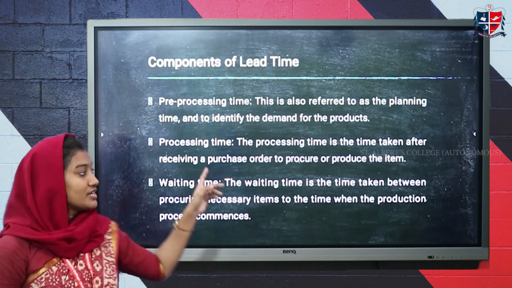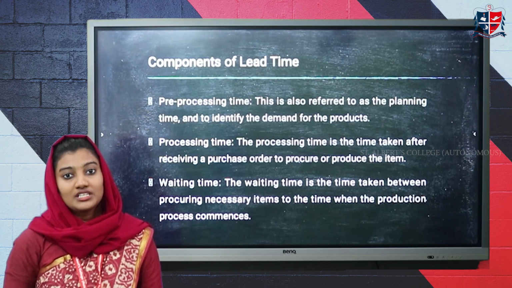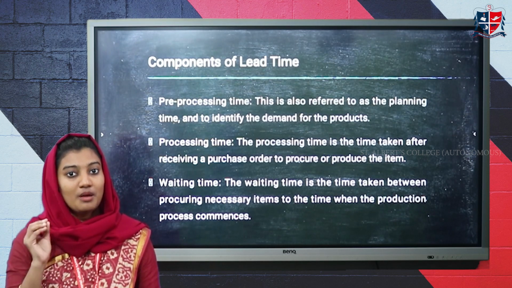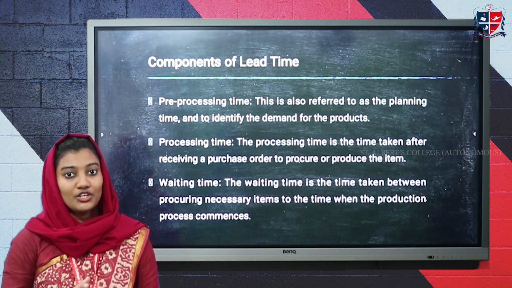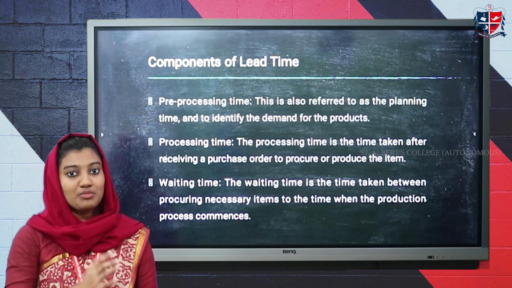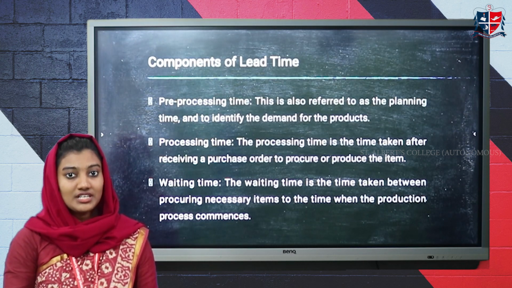So the very first component is pre-processing time. Pre-processing time is the planning period. After receiving the order from the customer, the manufacturer will have to plan when the production has to take place and what all raw materials has to be procured. So this is the planning time as to meet the demand of the customer.